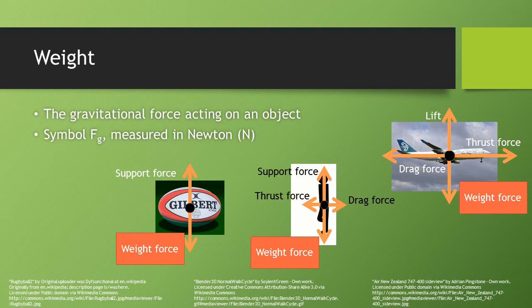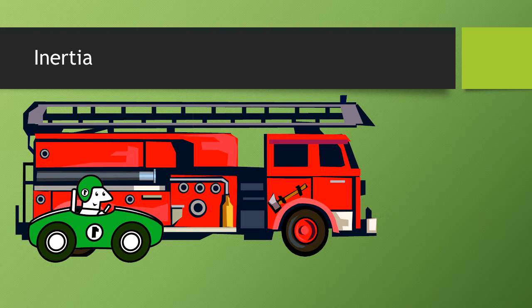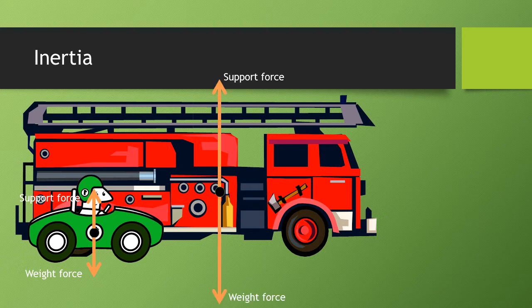Now the relevance of that force is it links to how hard it is to lift an object. So if I try and lift the rugby ball, it's pretty easy because it's got a small weight force. If I try and lift the person, it's a bit harder. And if I try and lift the plane, well that's pretty much impossible because it's got a really large weight force. So if we look at the weight force acting on these two objects, obviously the weight force acting on the green car is a lot less than the weight force acting on the fire truck. And so the green car is a lot easier to lift than the fire truck.